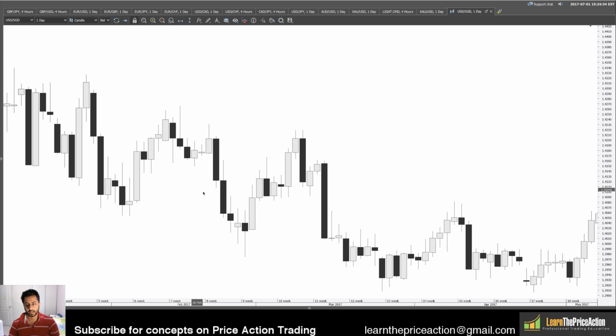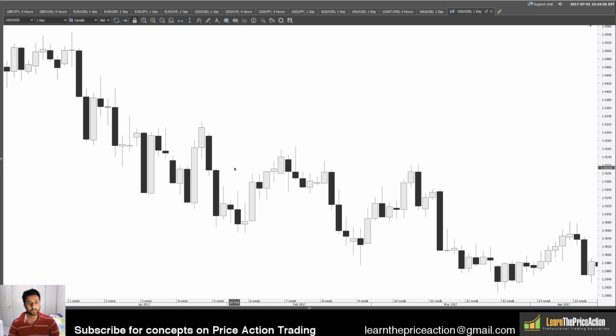Okay, let's look here. All right, so we have this pattern. We have upside movement, and the market came down again. Okay, so like I said, this is a V formation. As you can see, it goes up and comes down. How do you trade it? How do you trade this V formation? Okay, so I'll explain to you how to trade that.